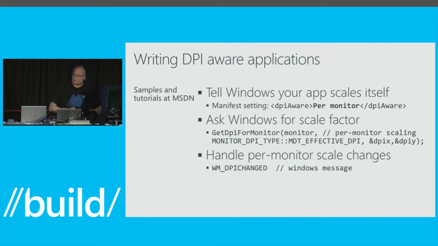As far as writing the application goes, we've covered this in a lot of detail before. The resource slide at the end of my deck has pointers to more information. We have tutorials, we have sample code. If you haven't done this work before, go off and do it. But basically, you need to tell Windows you're going to scale yourself so that we don't try to bitmap stretch you. And then you have to be proactive about getting the scale factor from Windows and listening for changes in it. So if your application is moved from one monitor to another, for example, you can rescale yourself.